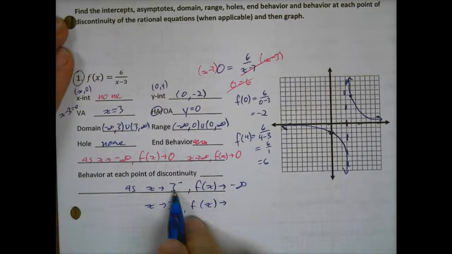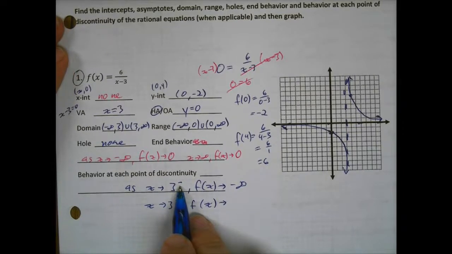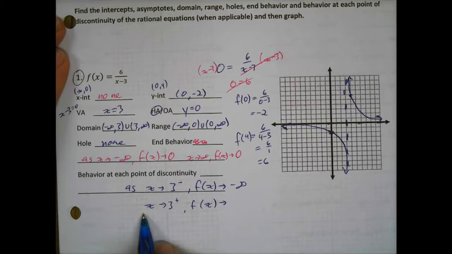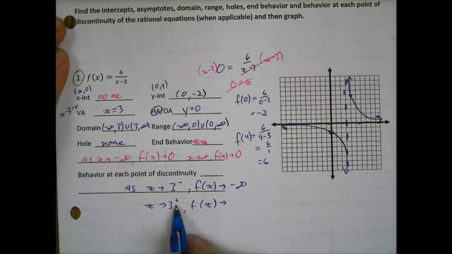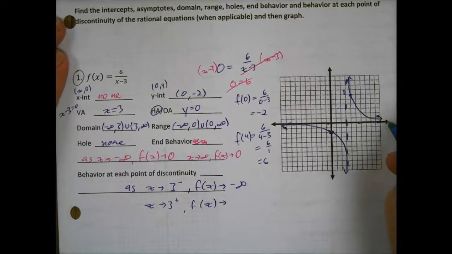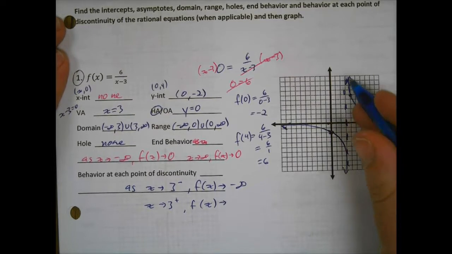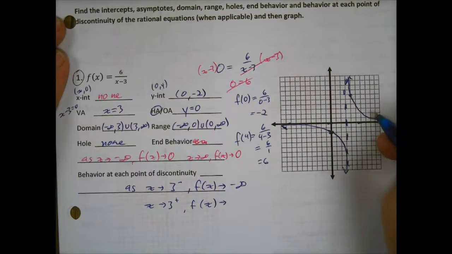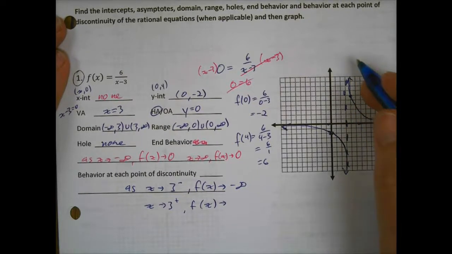You have to have this notation here that tells us that we are approaching x from the left-hand side. The other side would be just the opposite, as x is approaching 3 from the positive direction. So from the right-hand side, approaching 3, my function is going up and up and up forever to infinity and beyond.